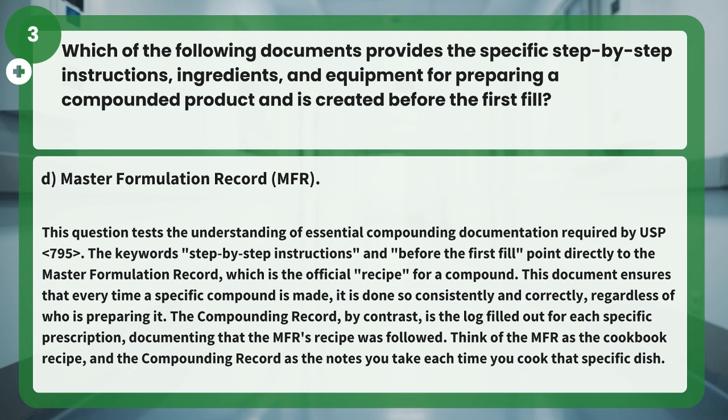The compounding record, by contrast, is the log filled out for each specific prescription, documenting that the MFR's recipe was followed. Think of the MFR as the cookbook recipe, and the compounding record as the notes you take each time you cook that specific dish.